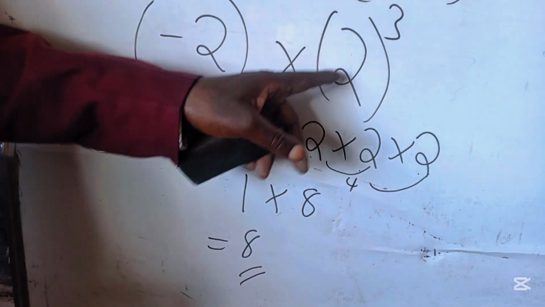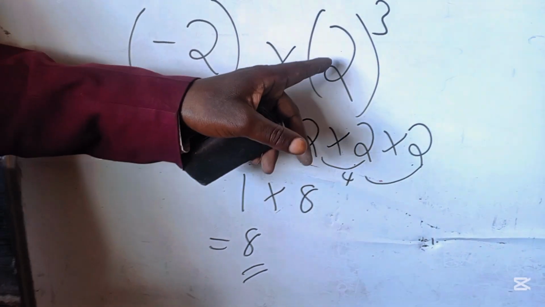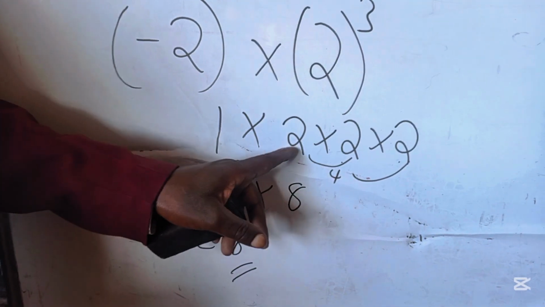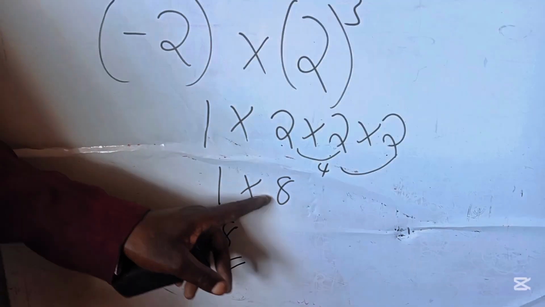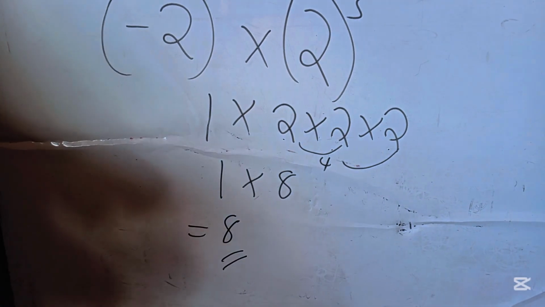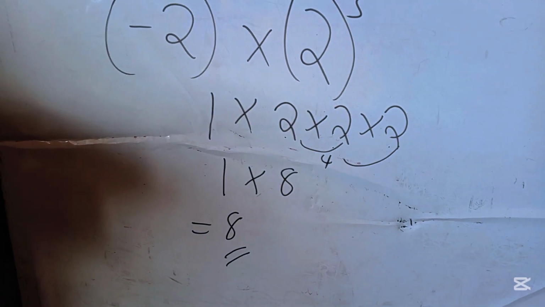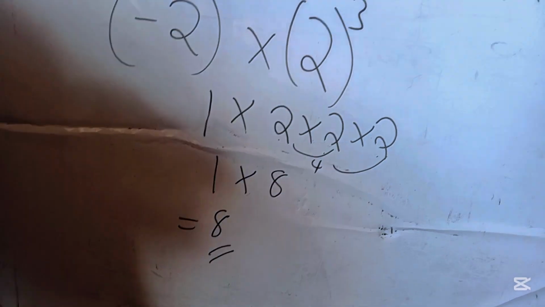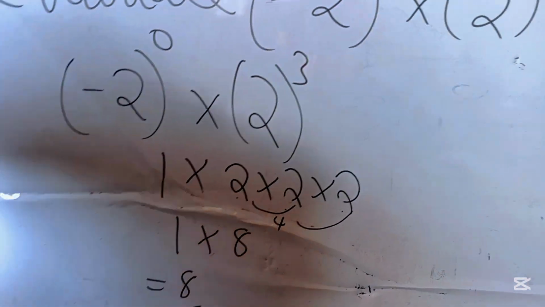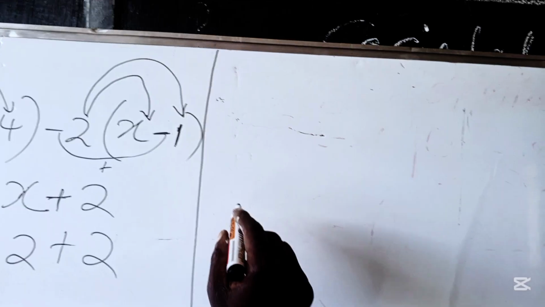Then when they say 2 to the power 3, it does not mean 2 times 3. No, it means 2 times 2 times 2. Therefore, 1 times 8 is 8. So thank you, this was question number 2. Question number 3: factorize completely.